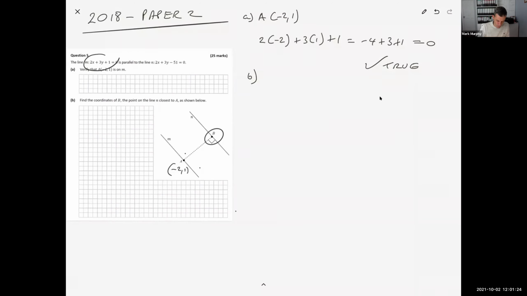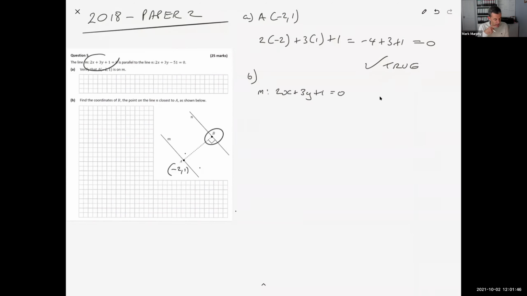So let's find out the slope of A first of all. There's a few ways of doing this. I'm just going to do it the way I did it. Right, so let's look at the equation of M. It's 2x plus 3y plus 1 equals 0.